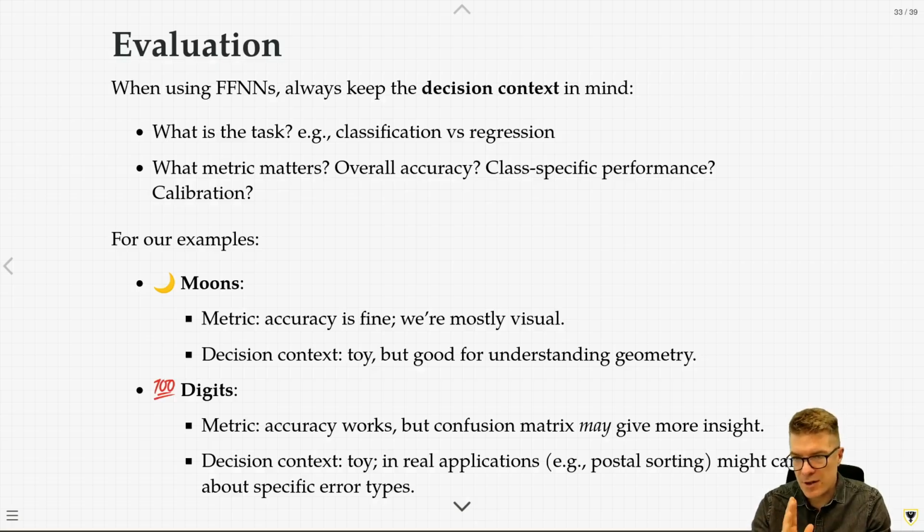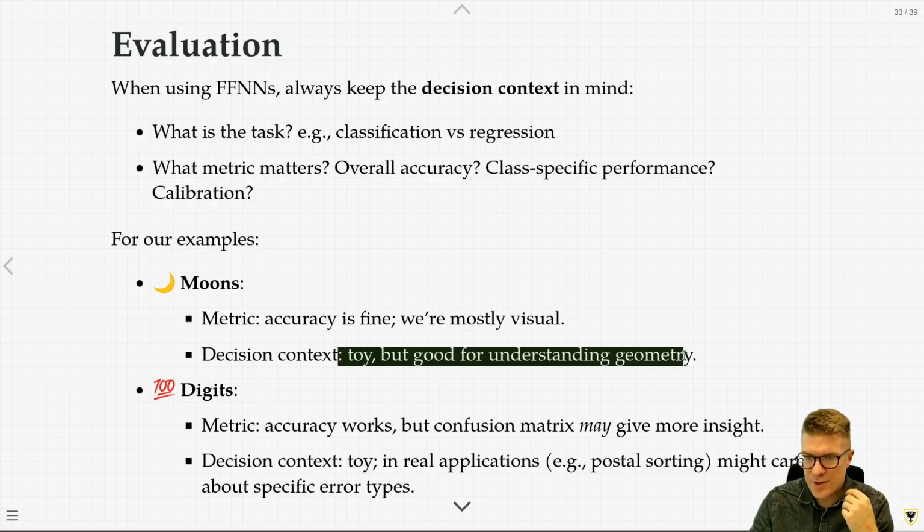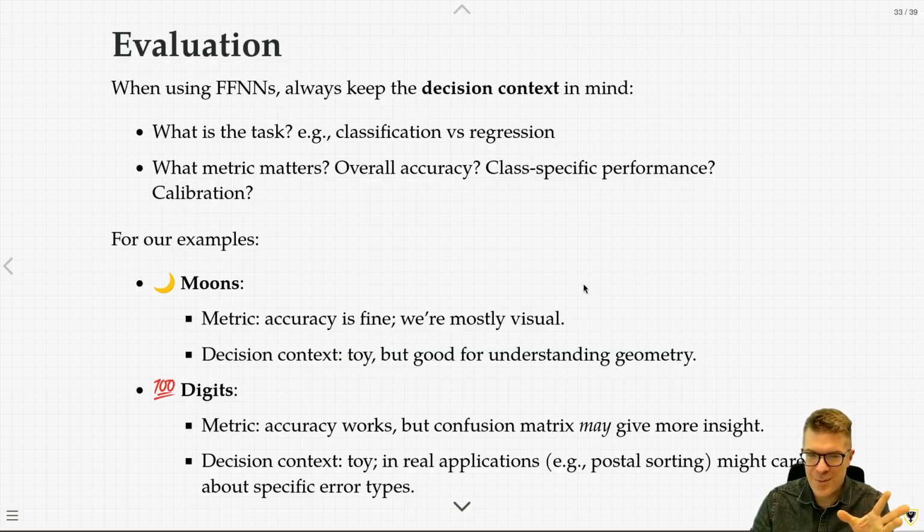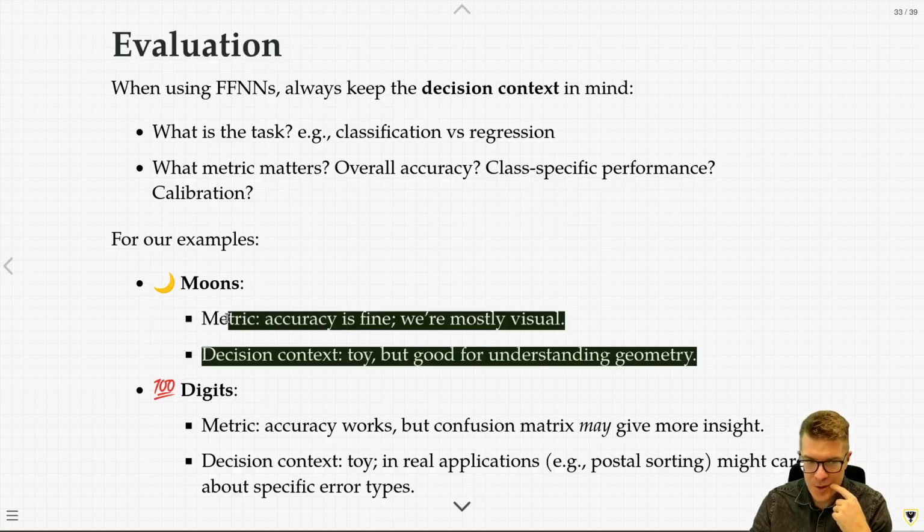Maybe the classes are not equivalent in size. Maybe you need to do calibration. Maybe different types of errors carry different real-world costs. So again, keep on asking those kinds of questions. For moons, accuracy is fine. This is a visual synthetic data set, and it's a toy data set, so it's useful just to play around with. So there's not much of an ethical concern. There's not much that responsible AI might have to say about the 2 moons data set.